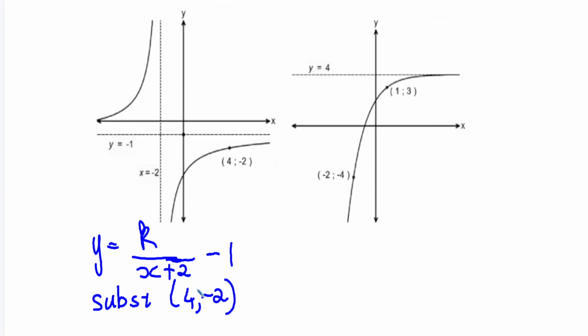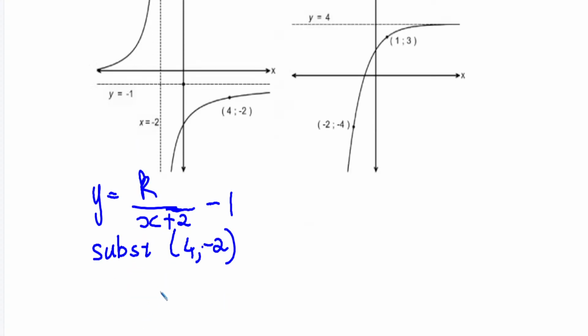do you expect a positive or a negative k value here? Absolutely. In those quadrants, it must be a negative k value. Final answer, -6 over x plus 2 minus 1.